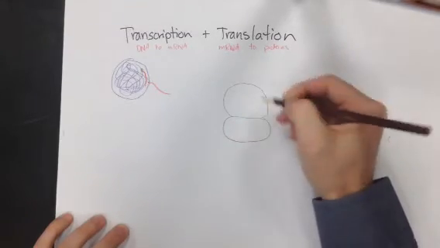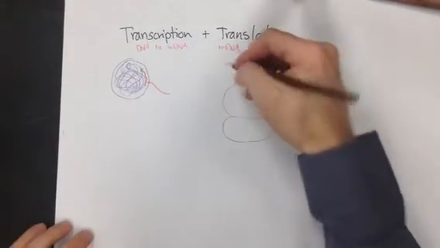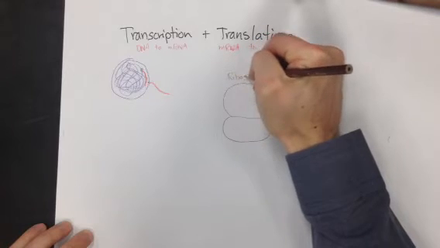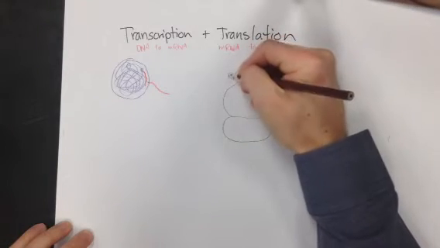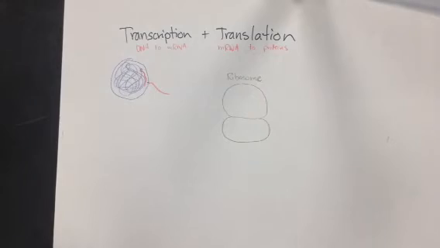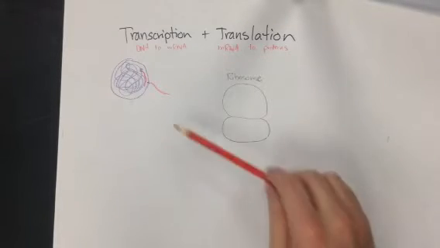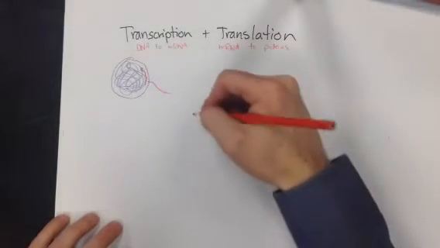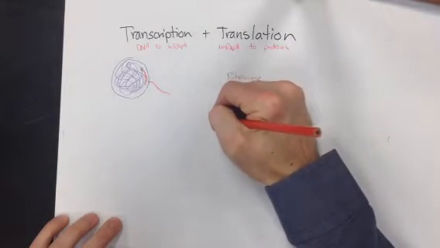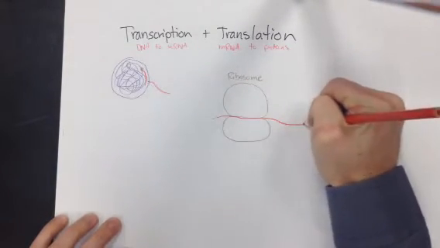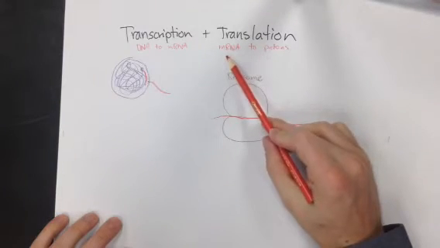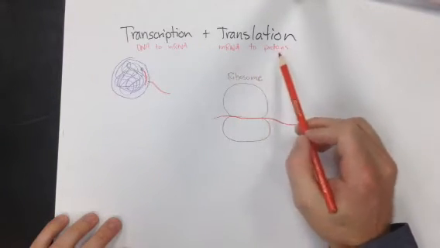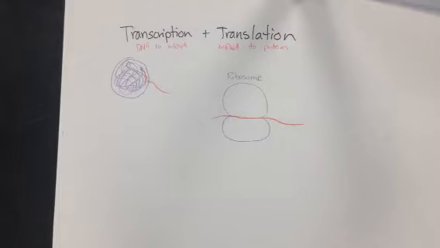That brings us to our next step, which is called translation. This is kind of a magnified version of a ribosome. They're actually really, really small. That messenger RNA will float and dock with that ribosome, and this starts the process of number 2, which is called translation. So we're going from that messenger RNA to actually making the proteins that are needed.